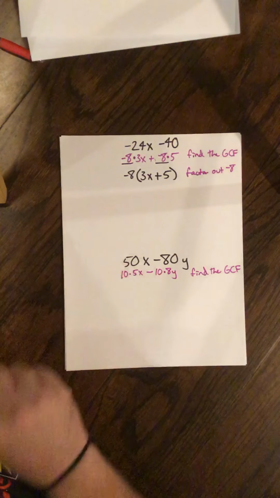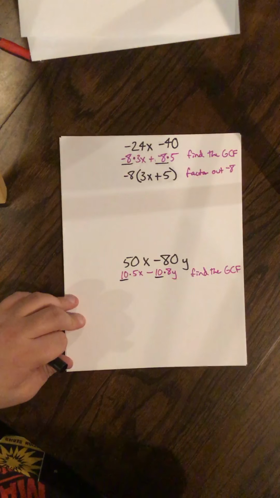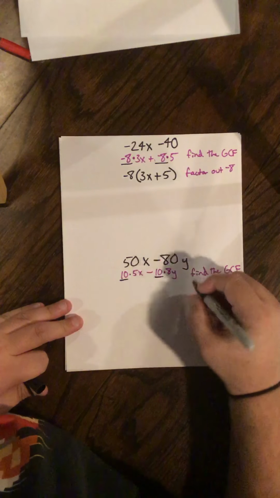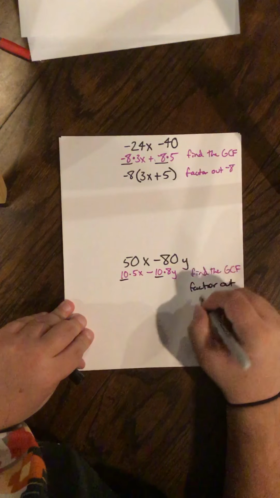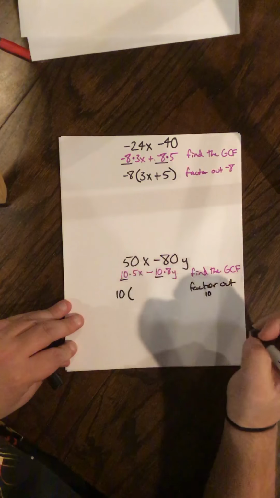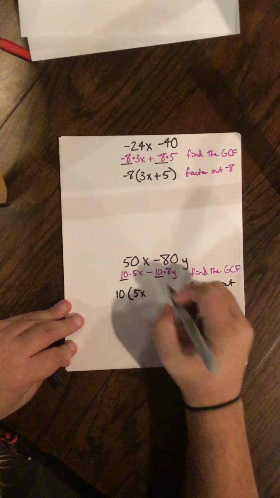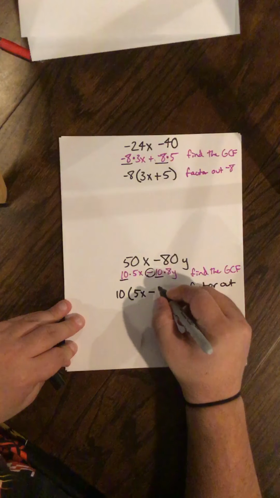Now that we have this greatest common factor, we're just going to take this 10 and pull it out front with some parentheses. So I'm going to factor out 10. You're going to get 10 parentheses 5x minus, there's the minus sign right there, 8y.